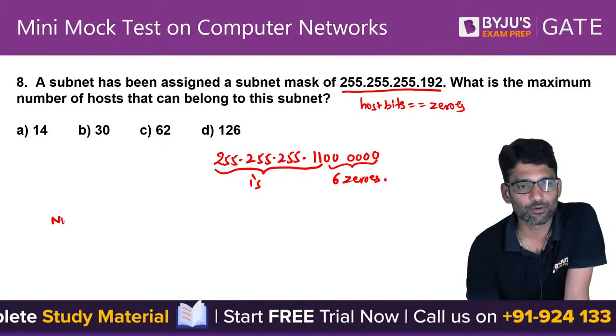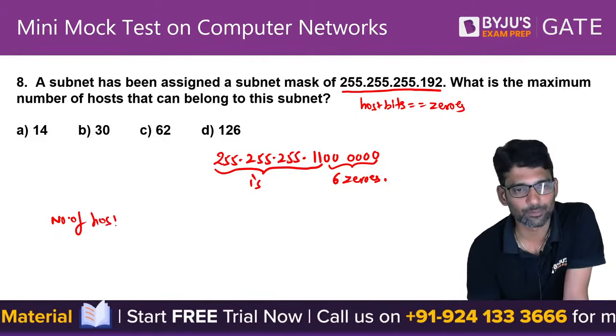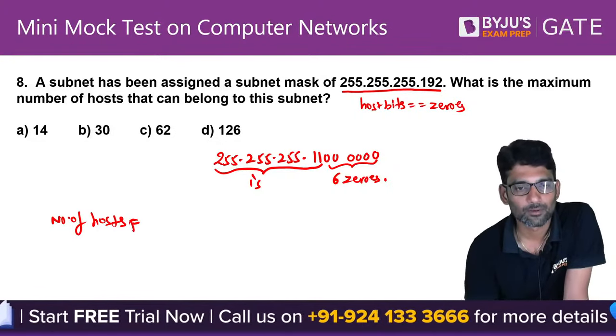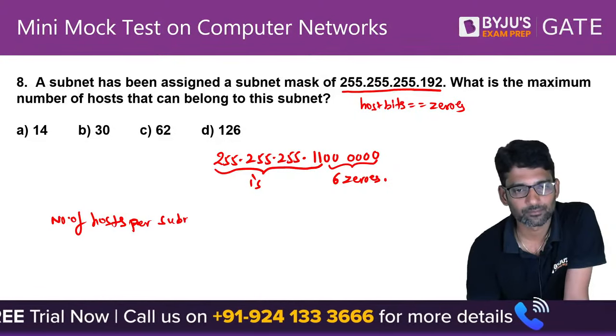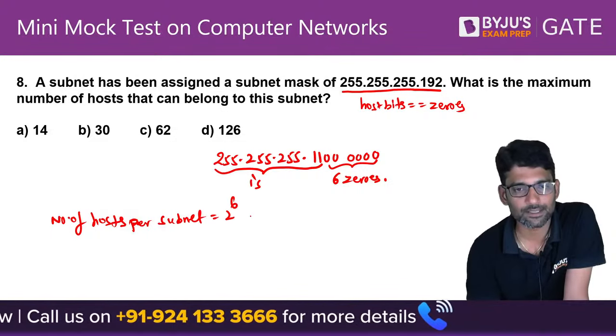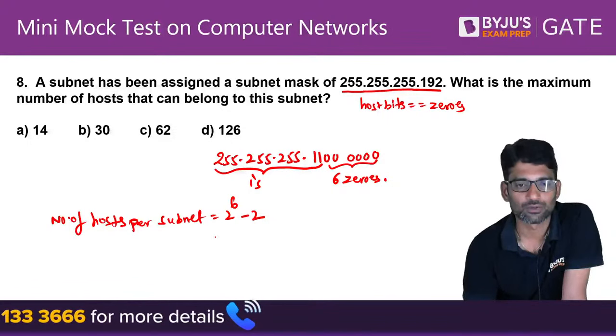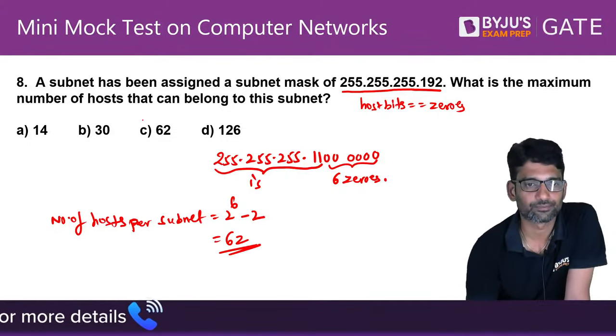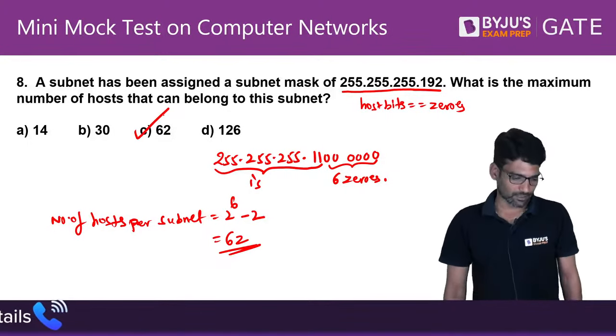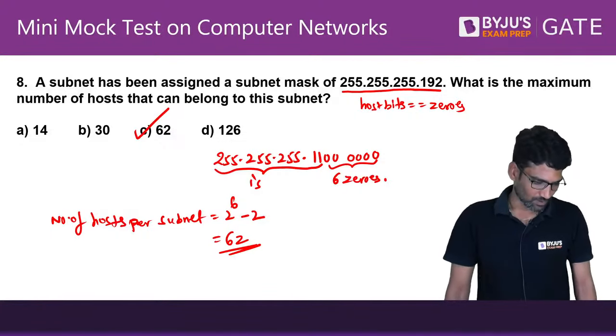So number of hosts per subnet would be equal to 2 power 6 minus 2, because the first and last we will exclude. So this is 62. 62 is the right answer. Very good, very good.